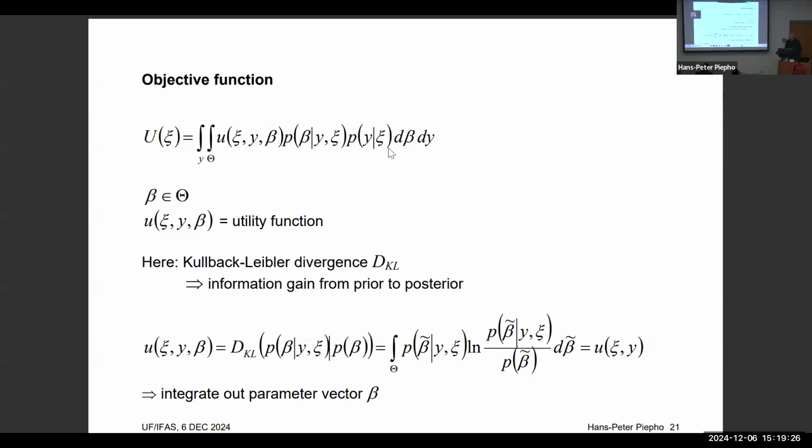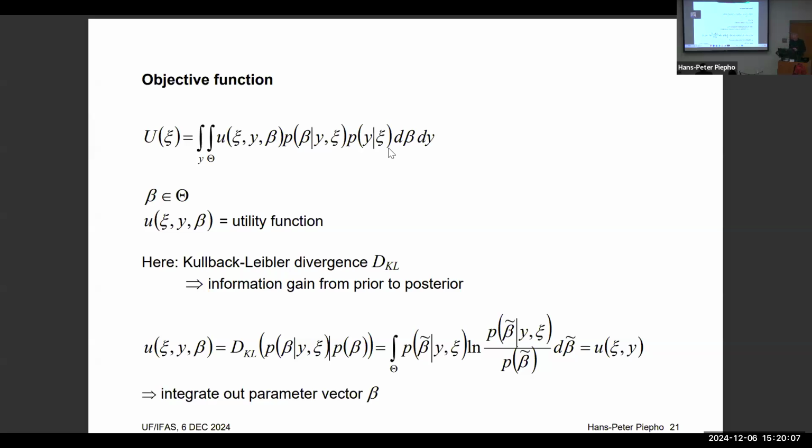And if you want to optimize the design in a Bayesian framework, you need to define an objective criterion, and that's a function of the different probability distributions that were shown on the previous slide, which basically act as weights of a function which measures the utility. What is the utility of a specific design choice, denoted by the group letter psi, for given data y and for given parameter vector beta? That's the small u here. That's the utility. And there are different choices you can make.